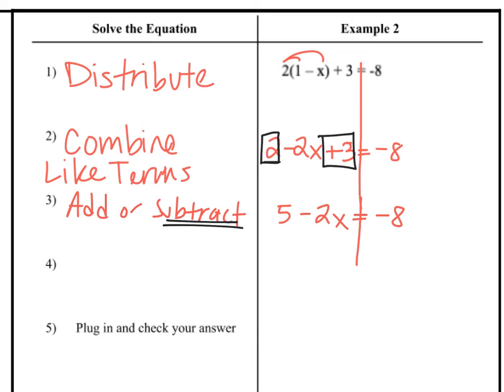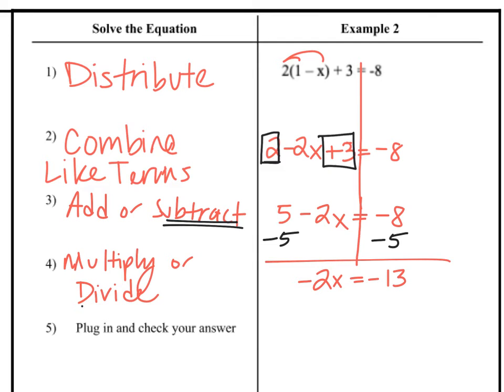That positive 5 out front means that it's being added. So I know you see the subtraction sign in between, but it's not being subtracted. It's being added. So we'll subtract 5 because it's positive out in front. When we do that, we were left with negative 2x equals negative 13 because it's negative 8 minus 5. All right, last step, multiply or divide.